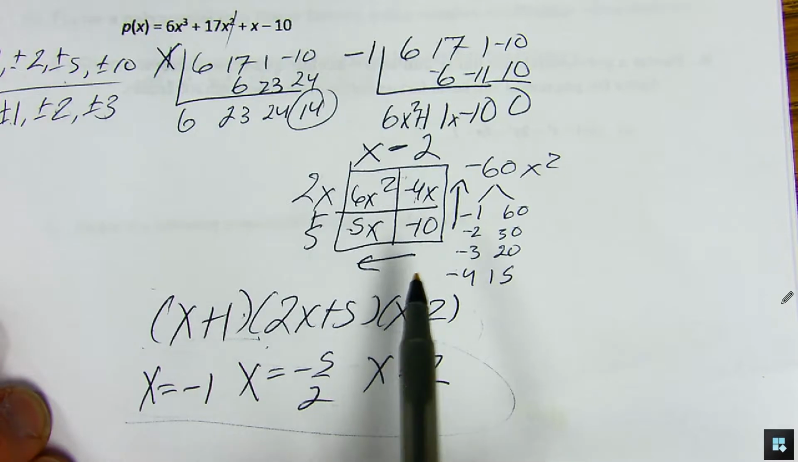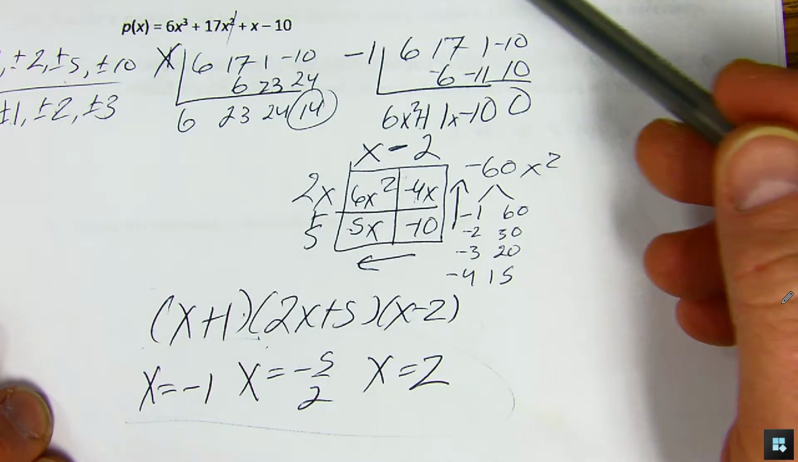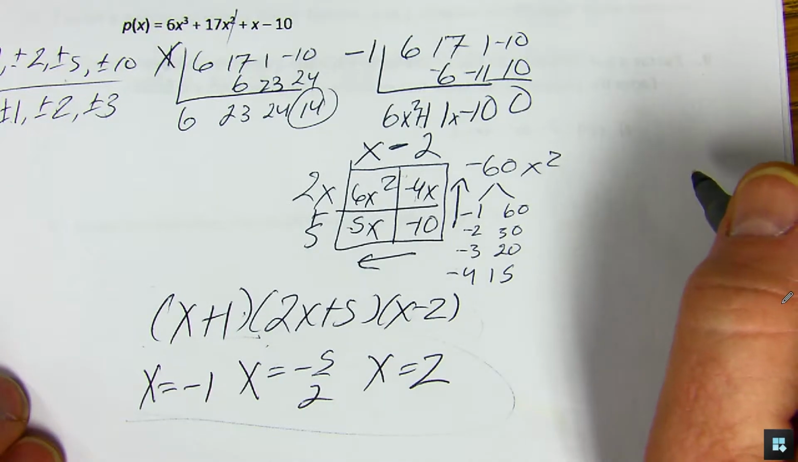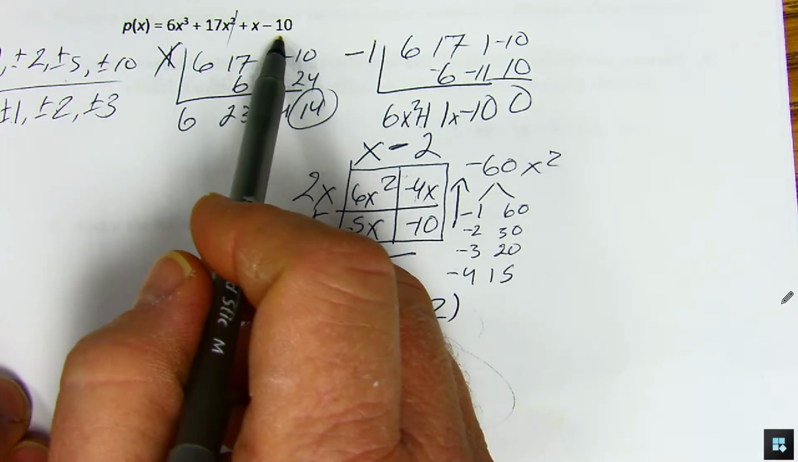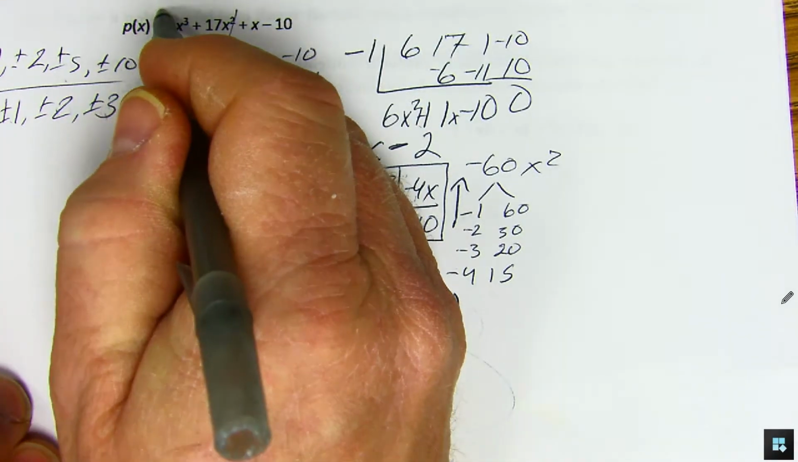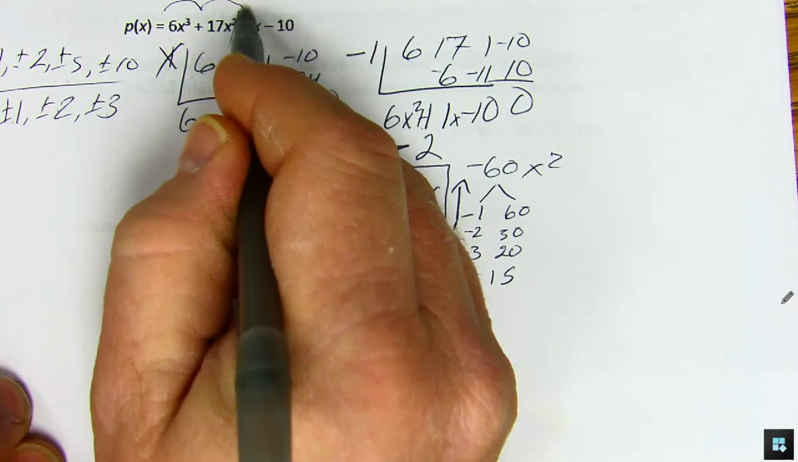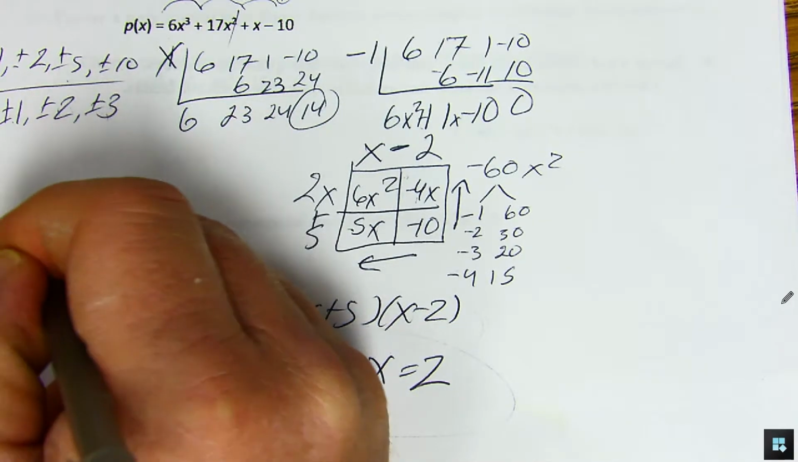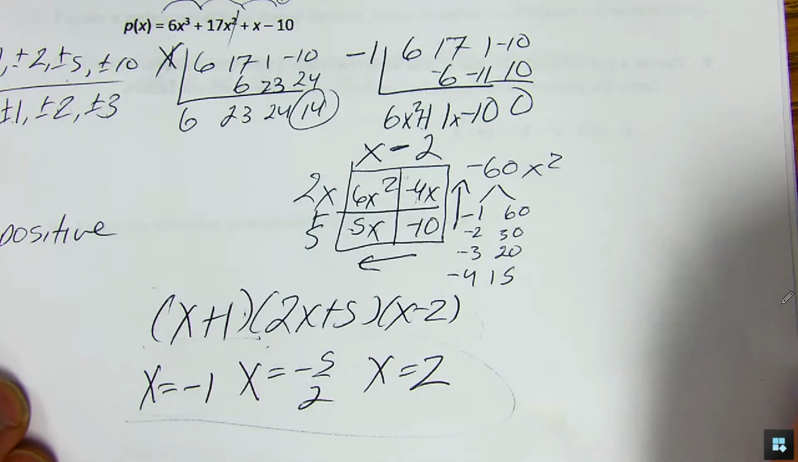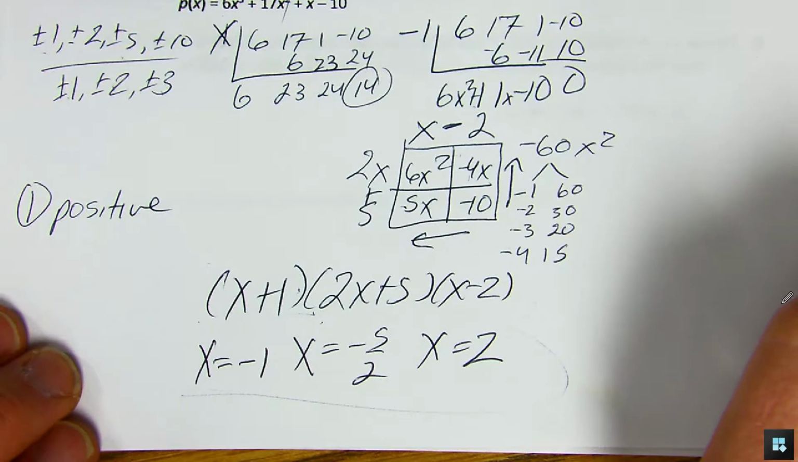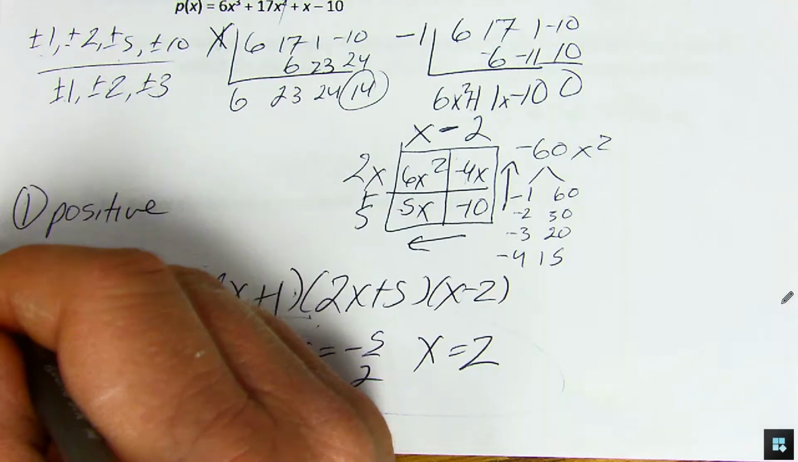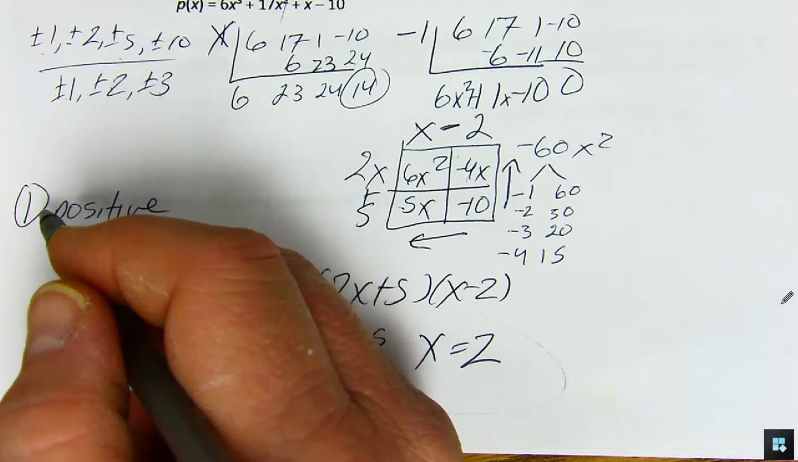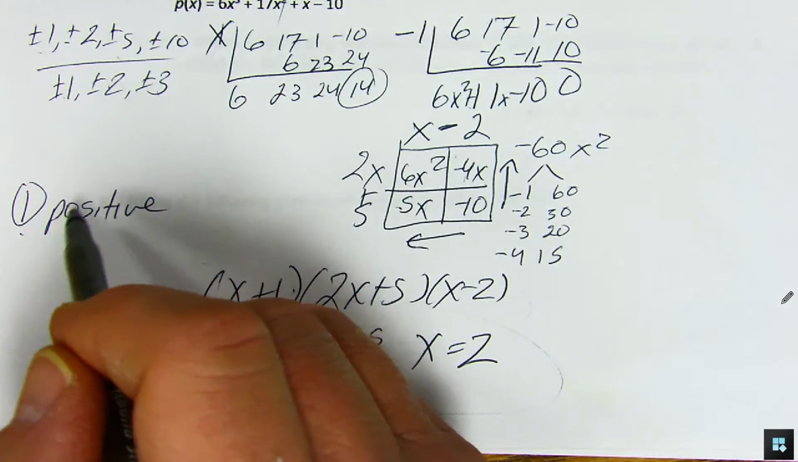There are the zeros. Now we just need to use Descartes' rule of signs to determine the number of positive and negative zeros. Descartes' rule of signs says, take a look at your original and see how many sign changes there are. Positive to positive, none. Positive to positive, none. Positive to negative, 1. That means there's going to be 1 positive real zero. Normally you go down by 2, but 1 minus 2 is negative 1, which doesn't make sense, so there's just 1 positive zero.